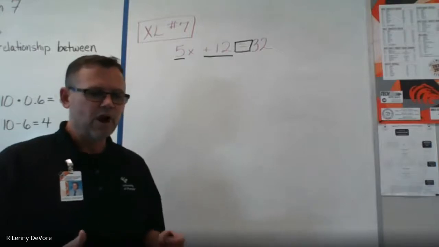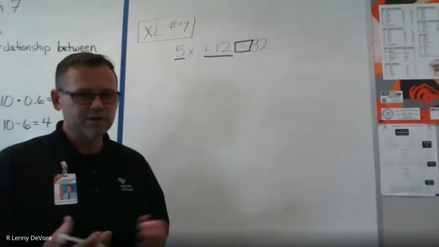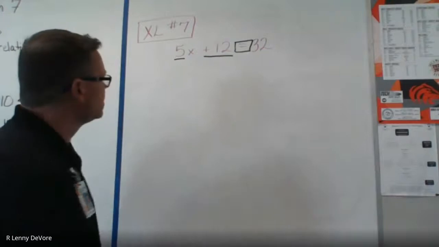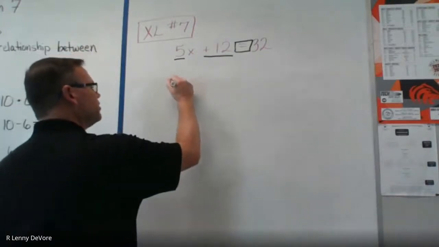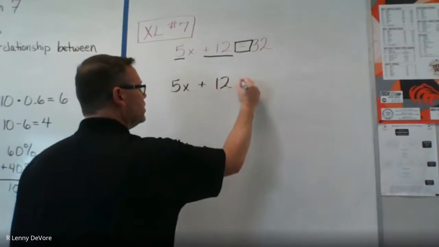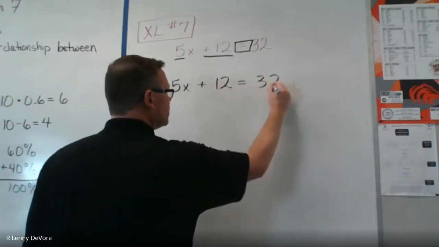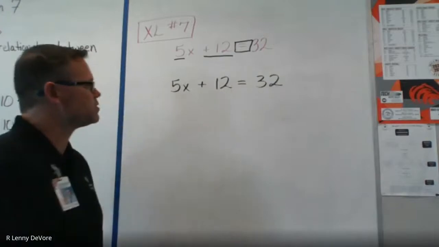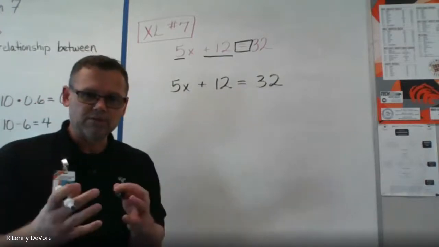Now, after you figure out which ones are correct on this one, then you have to solve this equation. Okay, so I'm going to rewrite this again and we're going to solve it. So it's 5x plus 12 equals 32. Now, we're going to do this the same as we did some of the others. We're going to combine a few things.